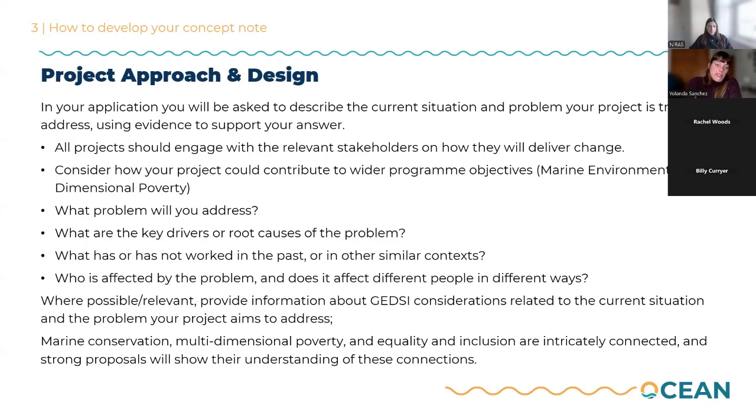So marine conservation, multidimensional poverty, and equality and inclusion are intricately connected, and strong proposals will show their understanding of this connection. So multidimensional poverty, marine conservation, and JETSI should be connected throughout the proposal.